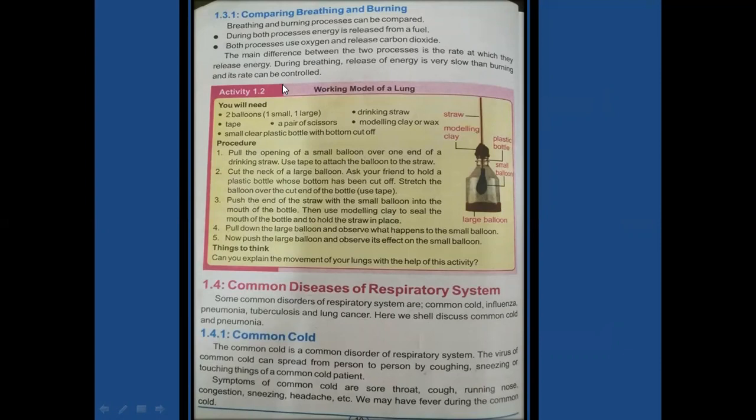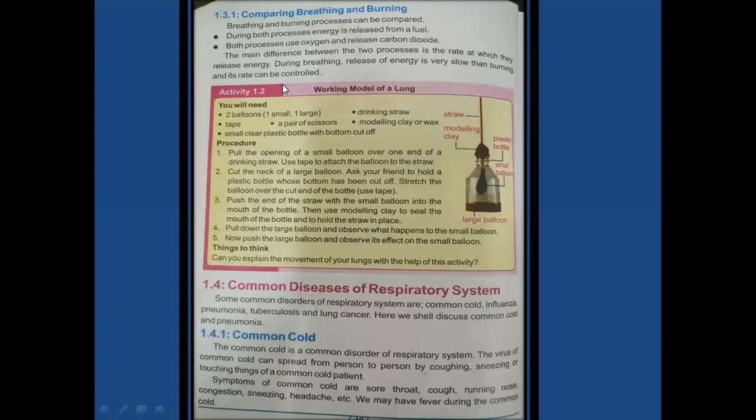In case of burning, the fuel may be coal, petrol, or gas. But in case of breathing, the food reacts with oxygen and releases carbon dioxide and water, as carbon dioxide and water are formed in both cases. In burning also, carbon dioxide, water vapors, and energy are released. And in breathing also the same thing happens: carbon dioxide is released, along with water vapors, and energy is released as well.